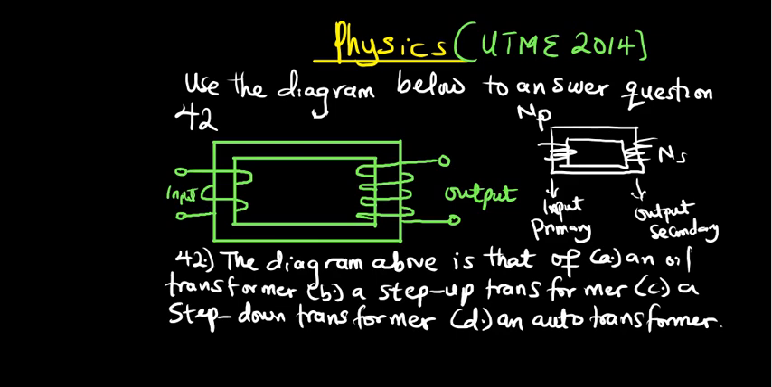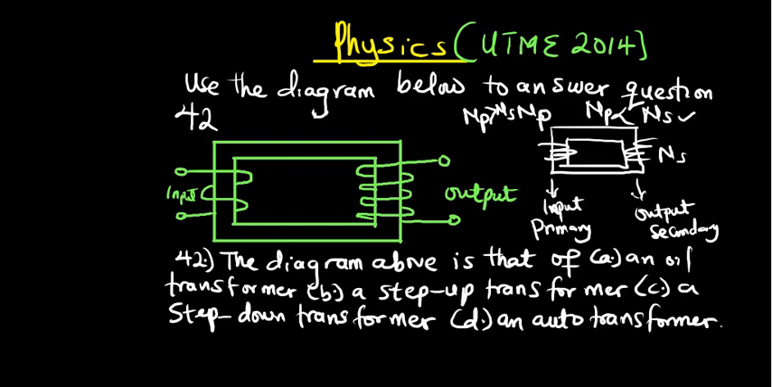When the number of turns in the primary coil is very low and less than that of the secondary coil, the type of transformer you'll have is a step up transformer. But if the number of turns in the primary coil is greater than the number of turns in the secondary coil, the type of transformer you'll have is a step down transformer.